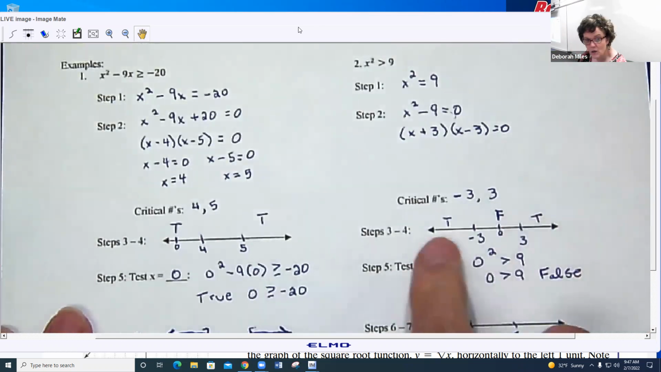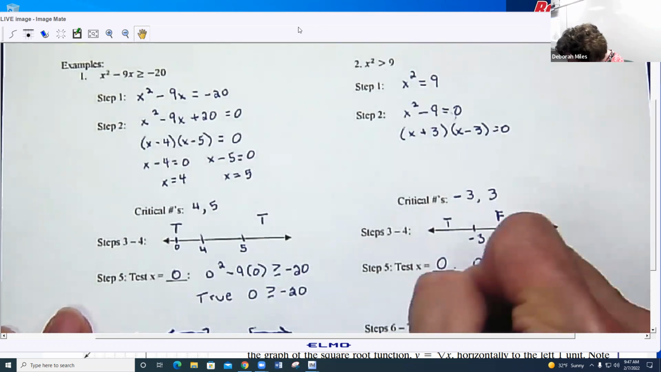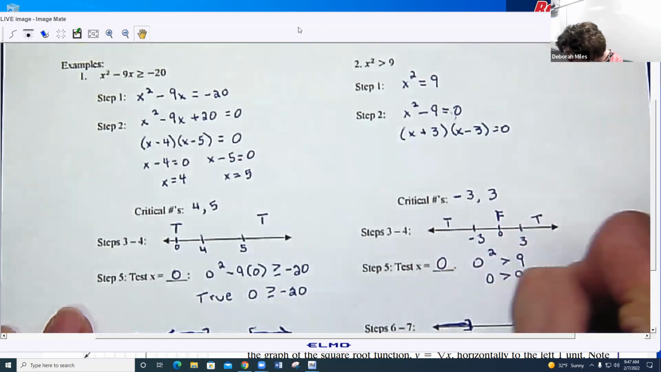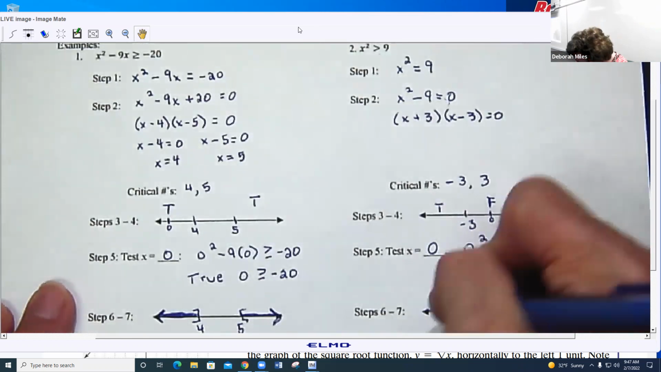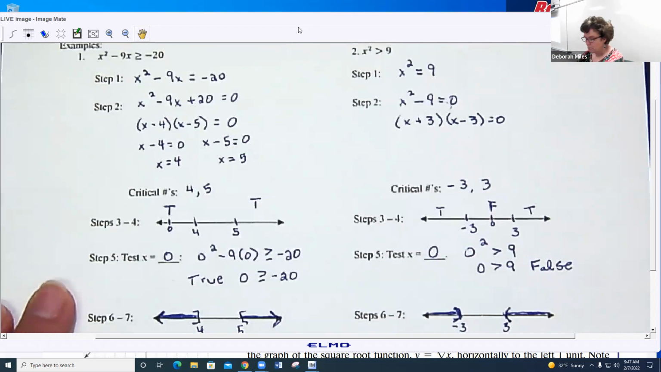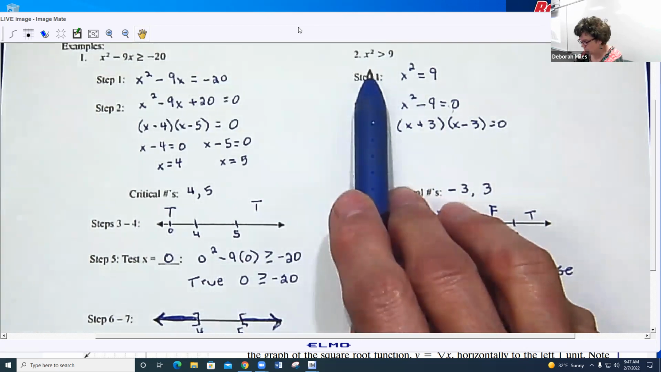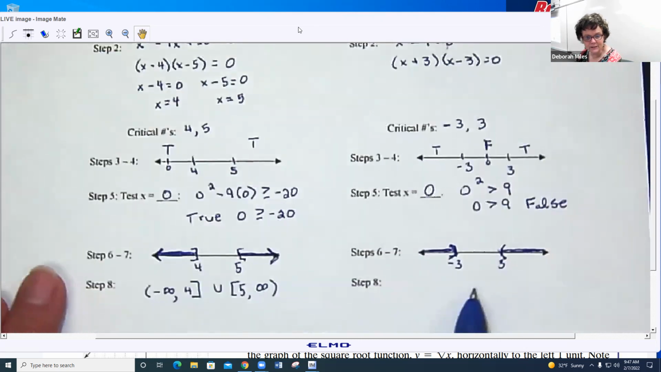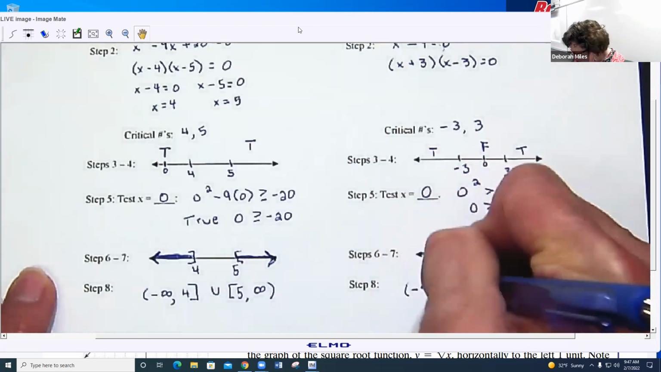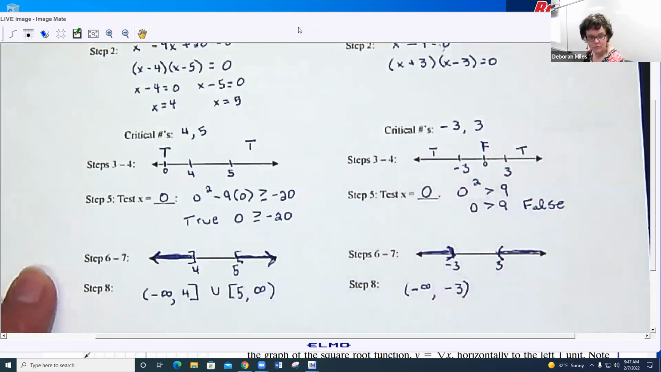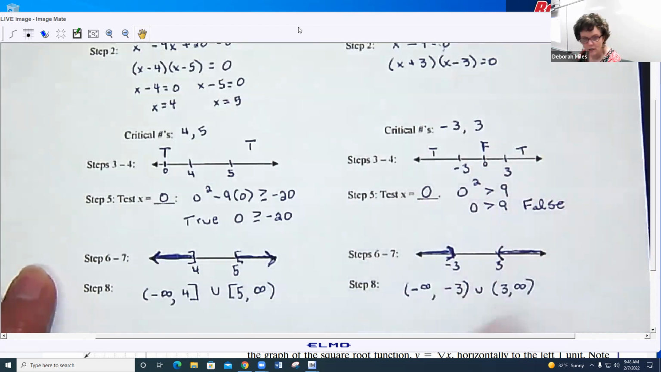Since what made this inequality true were all the numbers to the left of -3 and to the right of +3, that's where I'm going to shade. And I should have used parentheses on both of those critical numbers because the original inequality did not include the equal to. And all that's left is writing that in interval notation: from negative infinity to -3, not including the -3, and from 3 to infinity, not including the +3.